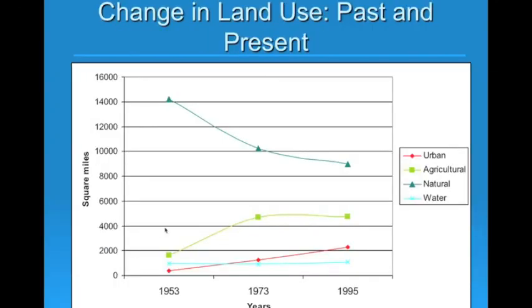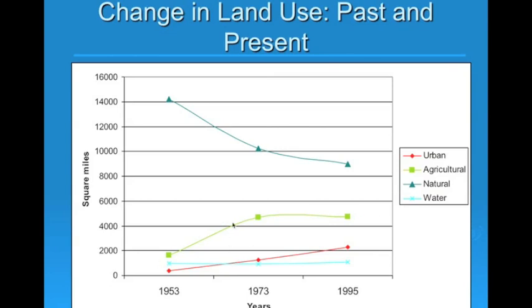If you want to see how these maps translate into charts, there's a plot of the actual square miles that have been transformed over the past few decades, and you can see that the natural system has been going down. The agricultural system sort of went up and stabilized, and it's remained fairly constant through the years.